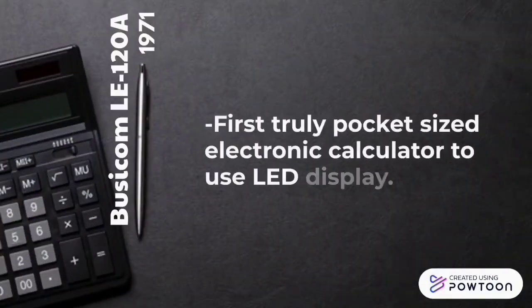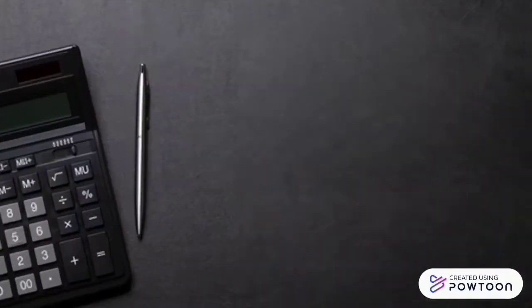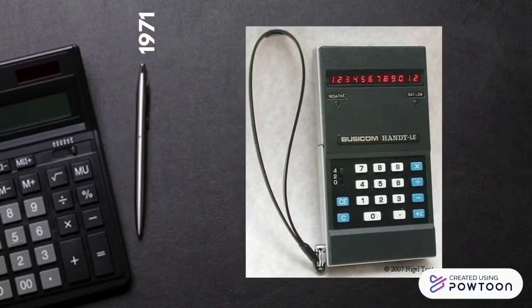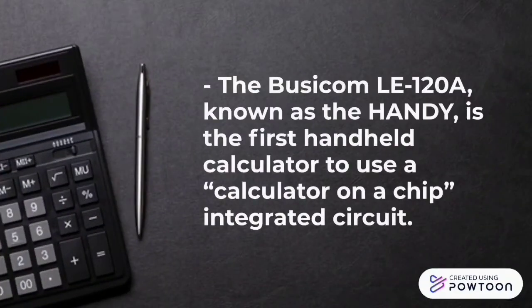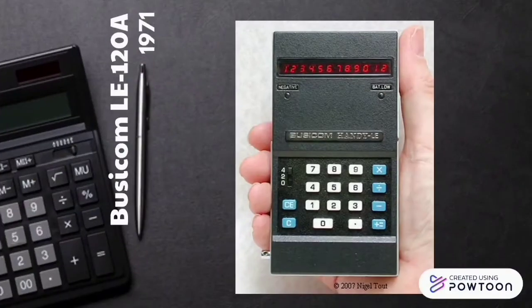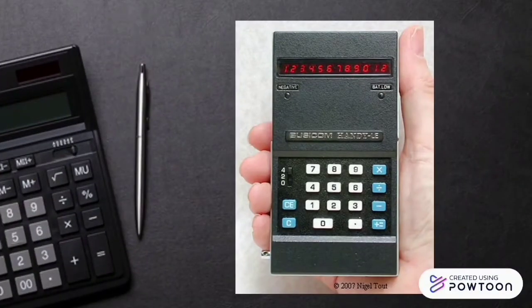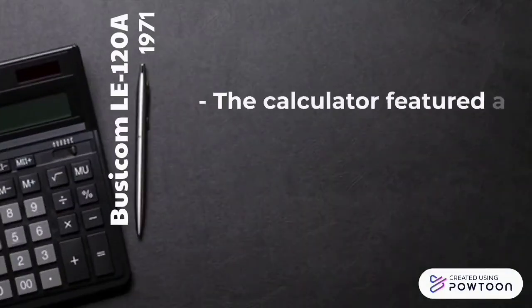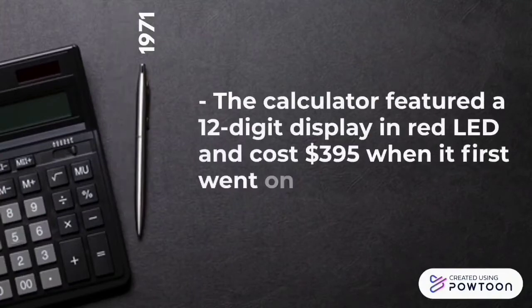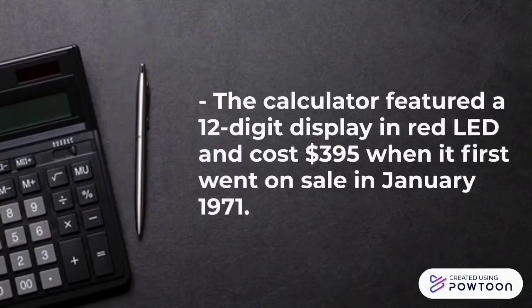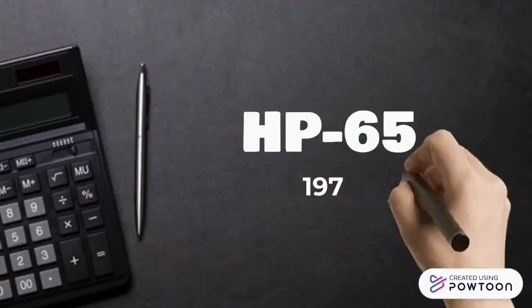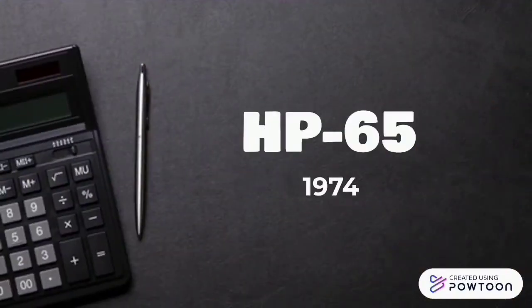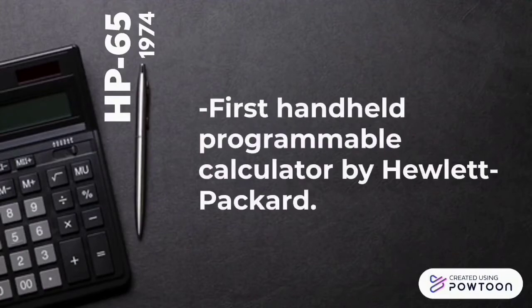The Busicom LE120A, known as the Handy, is the first handheld calculator to use a calculator-on-a-chip integrated circuit. The calculator featured a 12-digit display in red LED and cost $395 when it first went on sale in January 1971. HP introduced a pocket calculator that was programmable with a magnetic card reader writer.